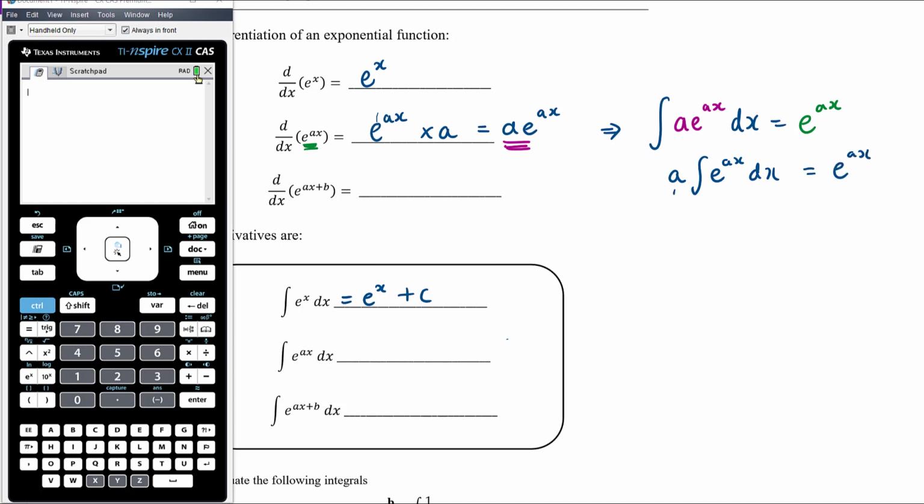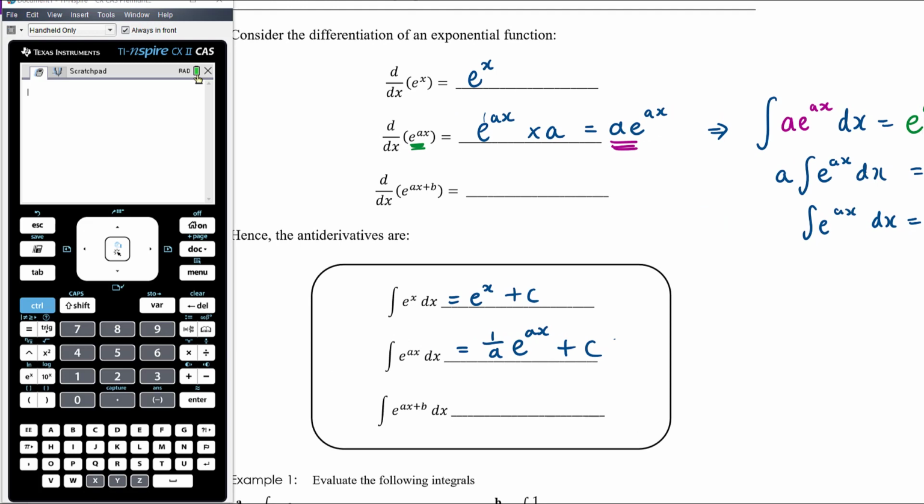And so then we can divide by a, and we get that the integral of e to the ax with respect to x is 1 on a times e to the ax plus c, obviously. So our antiderivative here is 1 on a times e to the ax. Obviously you can write that as e to the ax on a if you prefer, and then plus c.